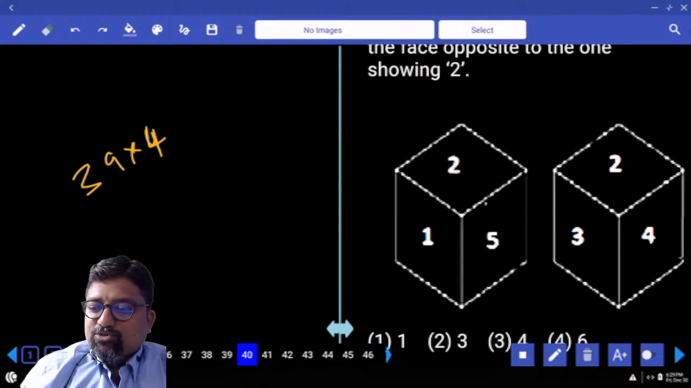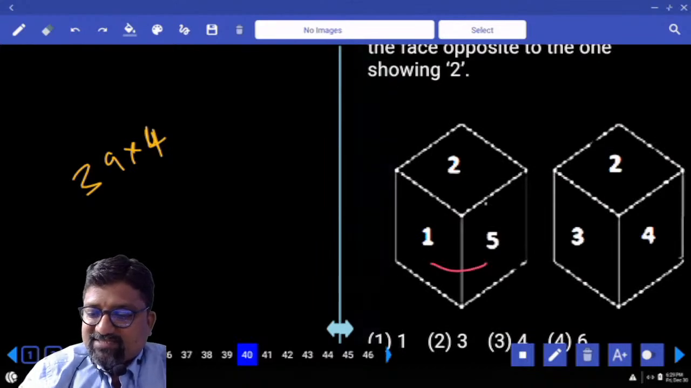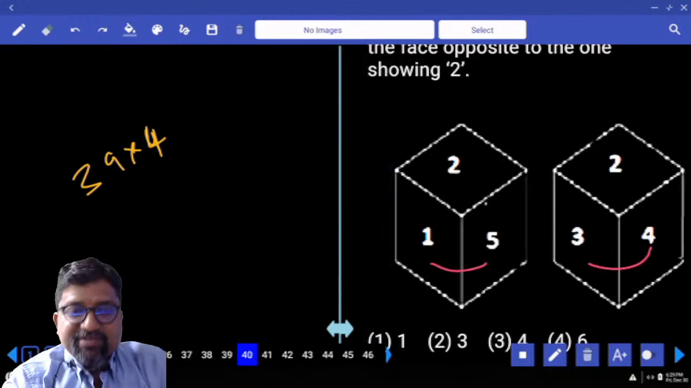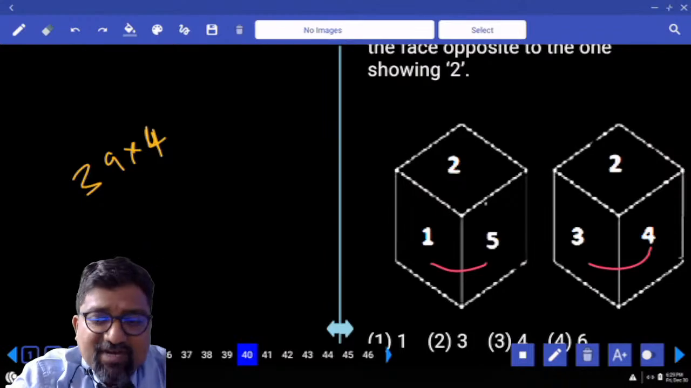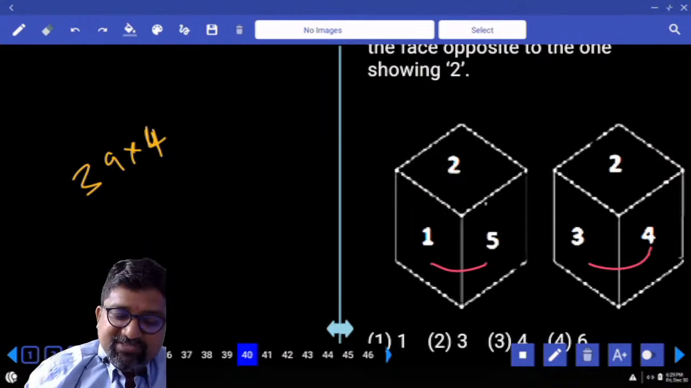What is opposite to 2? I see 2 in both the places. These are 2 different numbers. 1, 5, 3, 4 are adjacent. They can never be opposite. So what is opposite? 6.